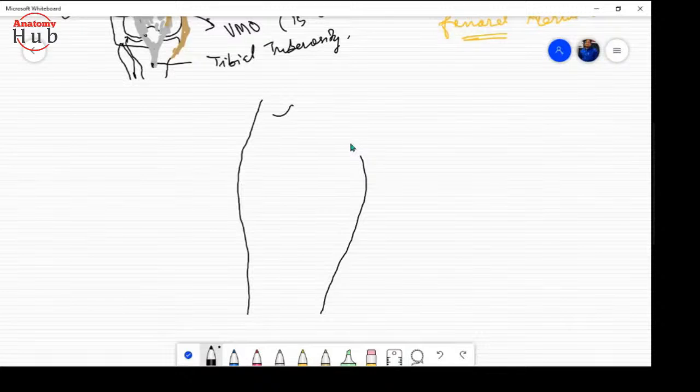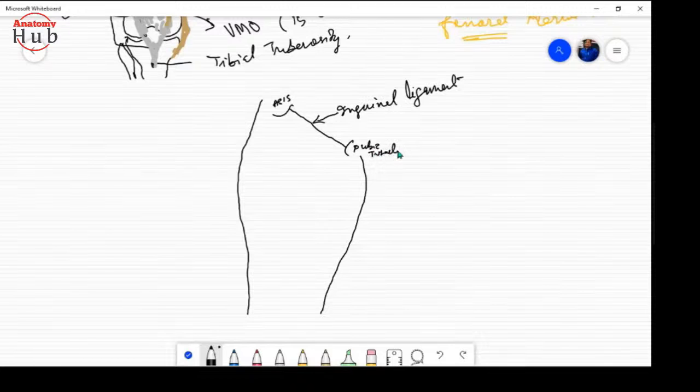Okay. And at this point you will find the pubic tubercle. Okay. And here you will find the ligament. That ligament will be known as your inguinal ligament. Okay. So what is this? This is your inguinal ligament. Which one? This one, no? Okay. And this one is your ASIS. And this is your pubic tubercle. Okay.